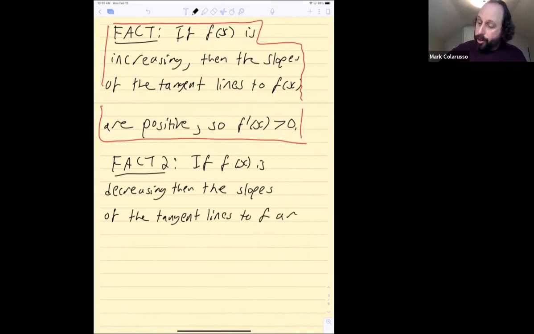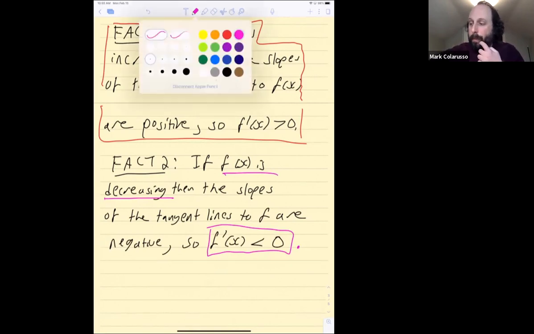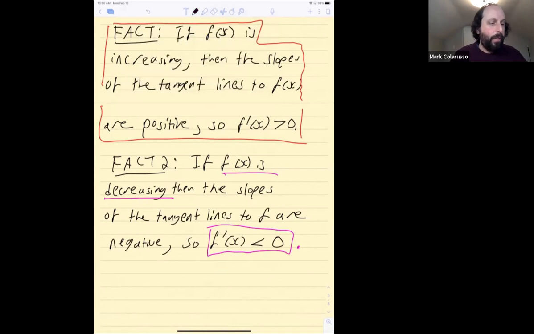To f are decreasing, or negative, sorry. So the derivative, which is measuring the slopes of the tangent line, is negative for decreasing f. Okay, so we can use calculus to start from a formula and begin to understand something about where a function is increasing and decreasing.